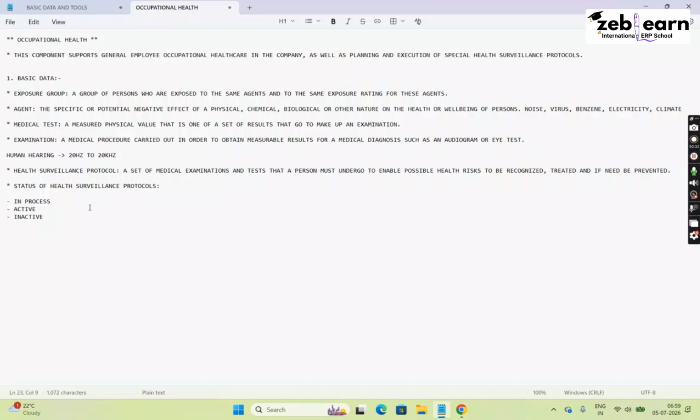But there is one more status called inactive. Inactive status of a health surveillance protocol. So what about this inactive? It was available once upon a time. That medical checkup was available to the employees some time back, but now it is no longer available.